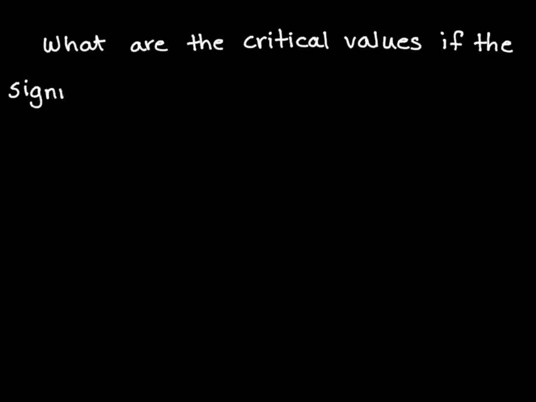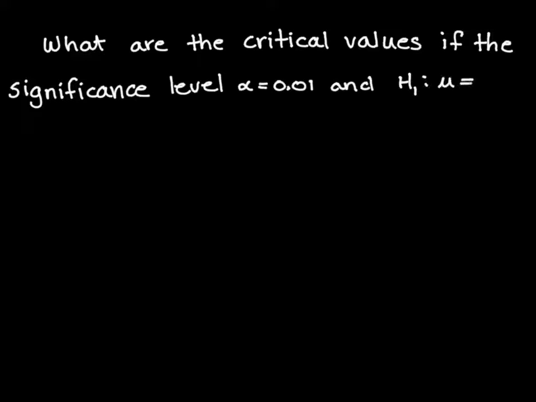Now, what if I want to find critical values with a two-tailed test? Here the significance level is 0.01, and my alternative hypothesis is that mu is not equal to 1.4. Since this is a problem about a mean, we could either be using a normal distribution or a student t distribution. Since I'm told that sigma is known, I know that I'm going to use the normal distribution in this case. If sigma was not known, then I would have to use the student t distribution.